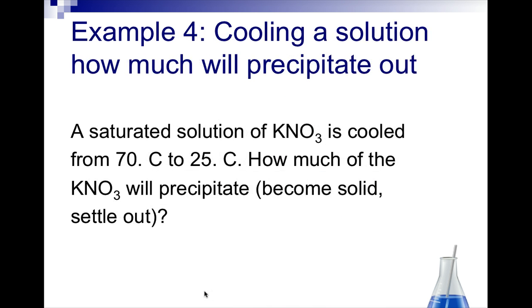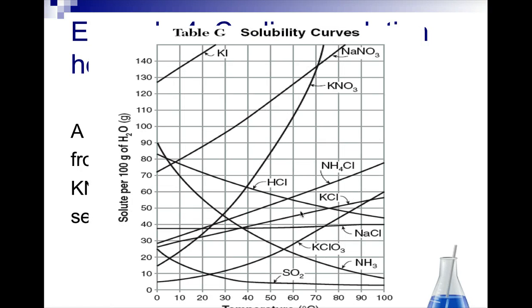So if you're cooling a solution, now we're going to look at how much will precipitate out or fall out of solution. So a saturated solution of potassium nitrate is cooled from 70 degrees to 25 degrees. How much potassium nitrate will precipitate out? So here we've got to find potassium nitrate, and that is here. And we're going from 70 degrees C, which is way over here, and we're going to then go down to 25. So we need to subtract the difference between 135 grams, which is where we are here, and way down here we are at 40 grams at 25 degrees Celsius. So the difference is 95.